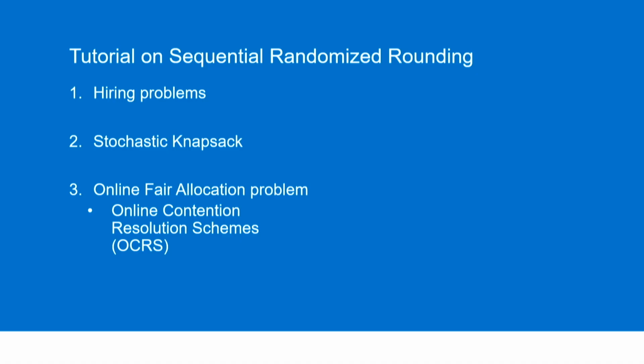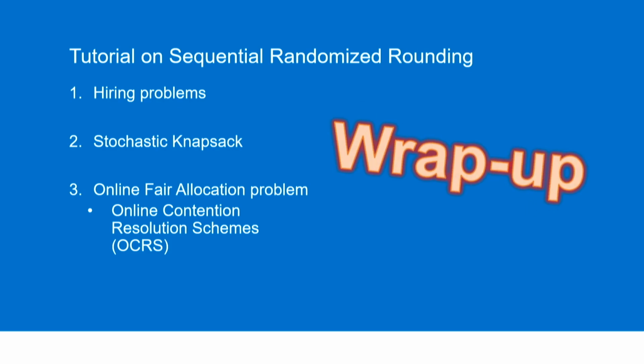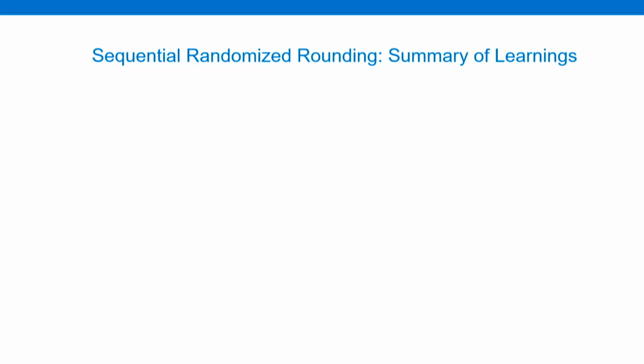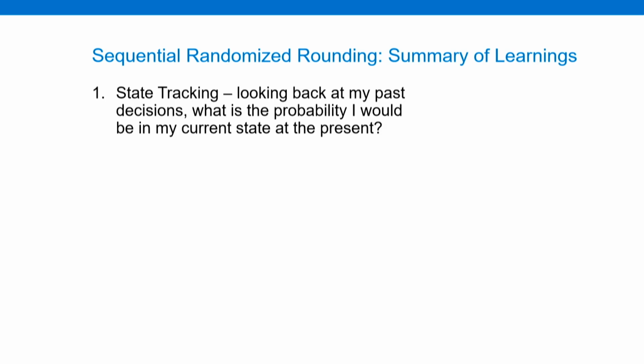Okay. So let me now wrap up. Hopefully these are the learnings that I hope you'll take away. Just to reiterate, the most non-intuitive thing, if you're not used to sequential randomized rounding, is this notion of state tracking. It's like looking back on your past decisions. You need to care about the probability that I'm going to be in this state.